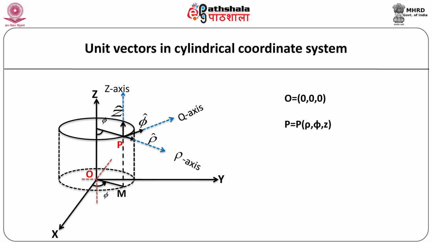In cylindrical coordinate system, the axis for rho is the vector drawn from z axis to the observation point perpendicular to z axis. The phi axis is the same as that in spherical coordinate system. The z axis is a vertical line through P parallel to z axis. The unit vectors along the three axes are as per the definition.